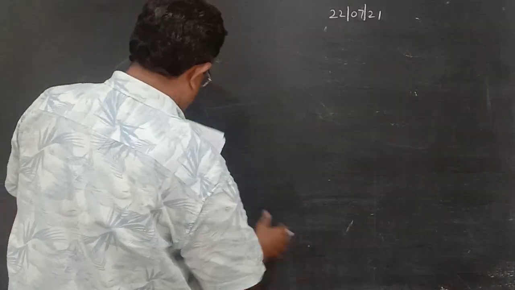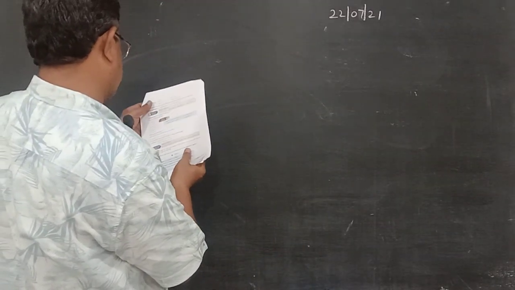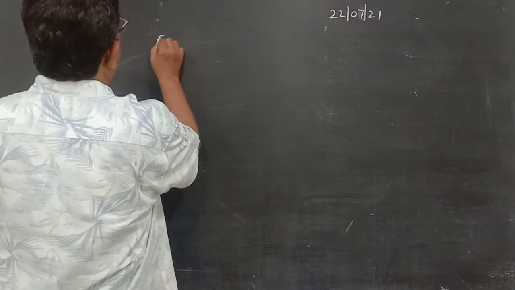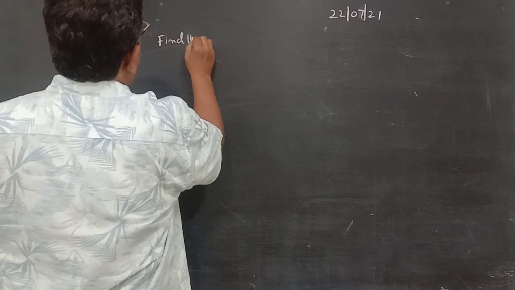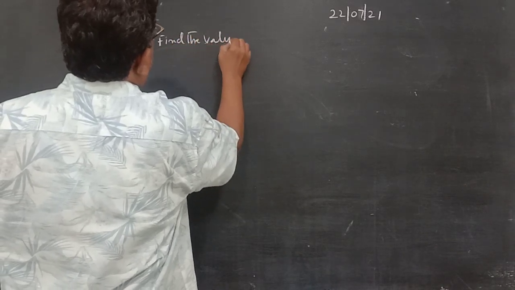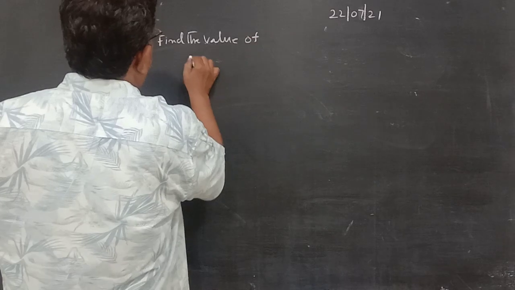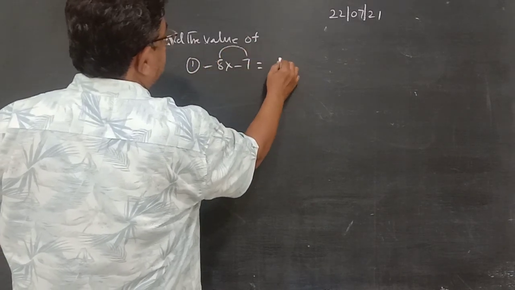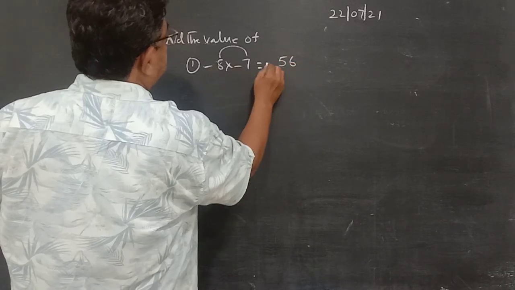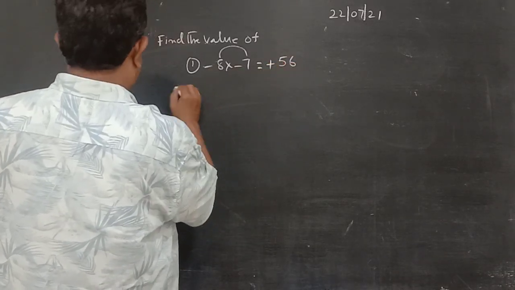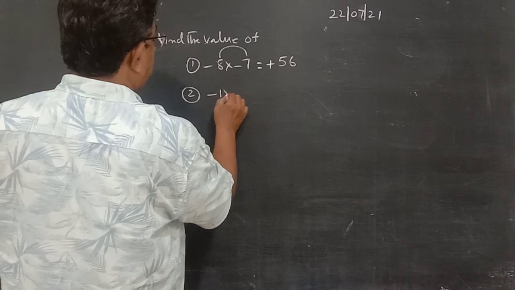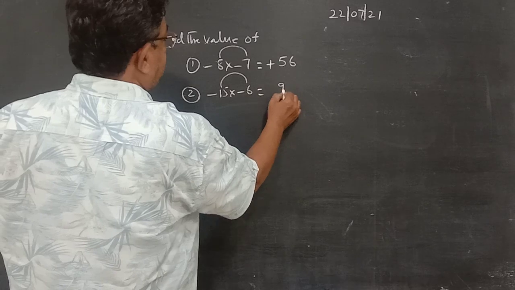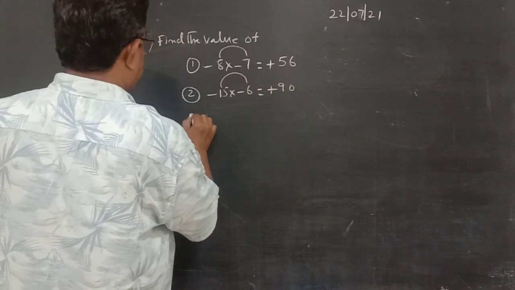Next, find the value of first one, minus 8 into minus 7. First you multiply 8 into 7. 8 into 7 it is 56. Minus into minus it is plus. Second one, minus 15 into minus 6. 15 into 6, 90. Minus into minus plus.